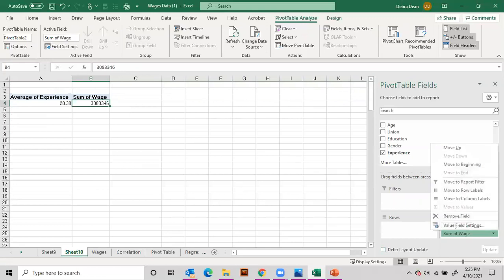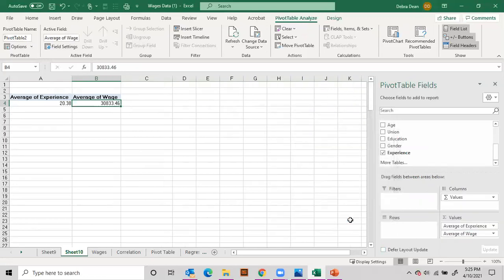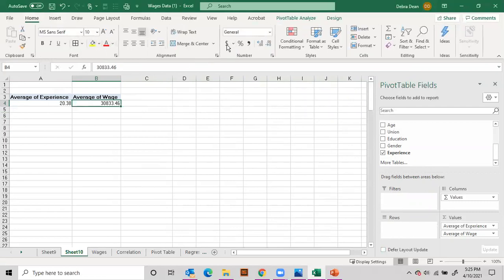Let's bring that over here. Let's do an average wage. So in this case, we're seeing, let's see, let's make this a dollar sign. Okay, so this is just basically telling you that on our data set, we have an average number of years of experience of 20.38 years and an average wage of $30,833.46. It doesn't mean that those two are related, that you're going to make $30,000 when you work 20 years. These are separate. So the good part about the regression table is that they put those two together.